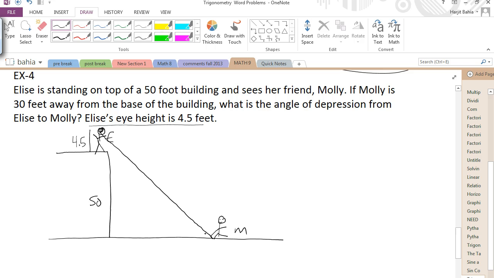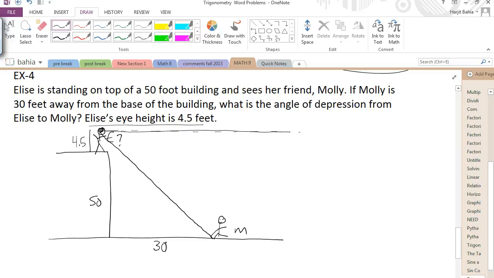Now this is tricky. Tricky, tricky, tricky. Here's Elise's eyes, right there. There's the horizontal. There's her eye. There's the horizontal, going that way. We want to figure out this angle here. How do we do that? Oh, by the way, remember, this is 30 feet right here.